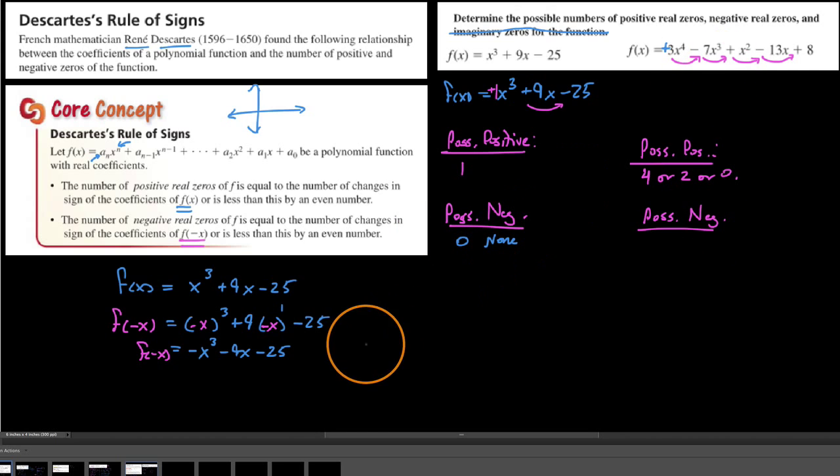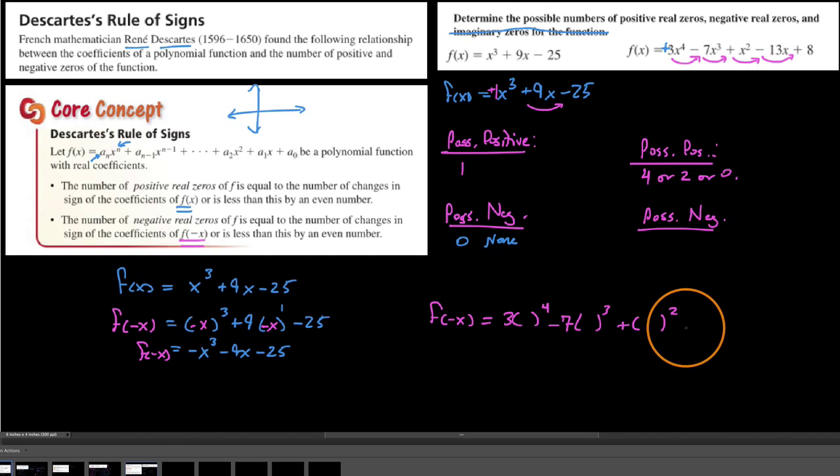So now looking at this other function over here, we say f of negative x. We would get this. We get 3 times x to the 4th minus 7 times x to the 3rd plus x to the 2nd minus 13 times x plus 8. And you'll notice that everywhere I see an x, I'm just going to go put in a negative x. So in this instance, a little bit different this time.